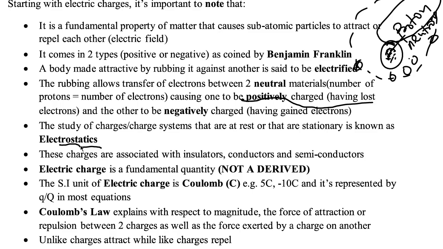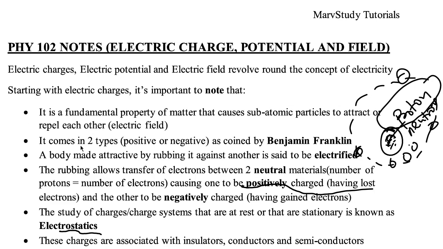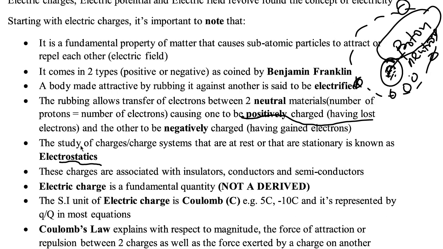Okay, next point here is that the electric charge is a fundamental quantity. Remember, from physics 101, we have the fundamental quantities and the derived quantities. The fundamental quantities are what? They are independent of other quantities. They are just on their own, but the derived depend on other fundamental quantities to be defined. If you look at the first point, we mentioned that it's a fundamental property that causes a body to acquire a charge.